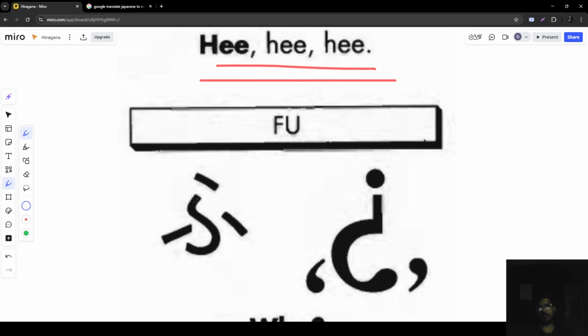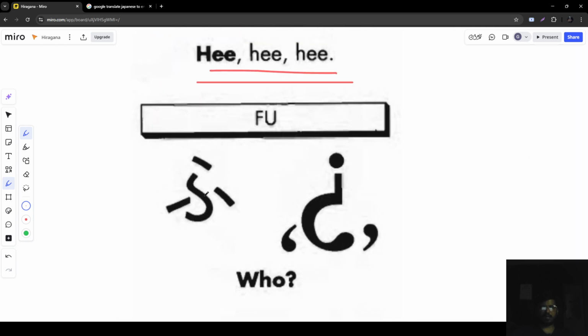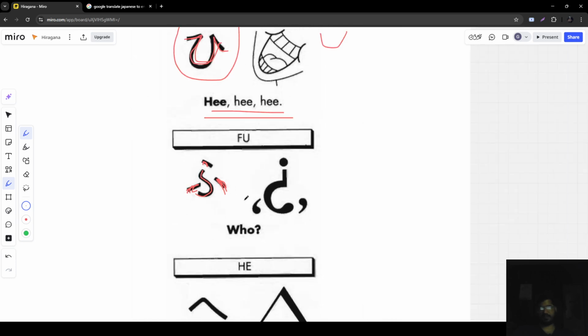So we have to remember hu as an inverted question mark. This is, what is this? You could put some apostrophes over here, but this is the main part, the inverted question mark, which is this.